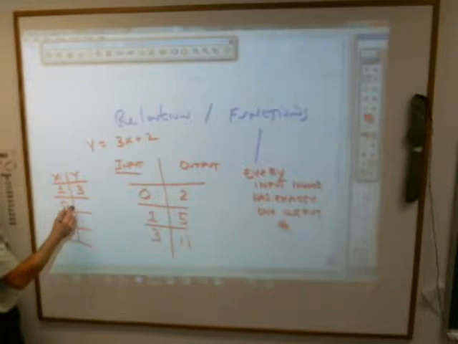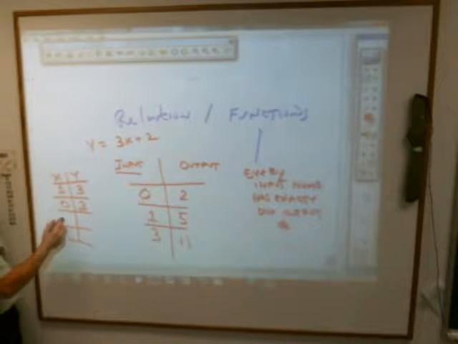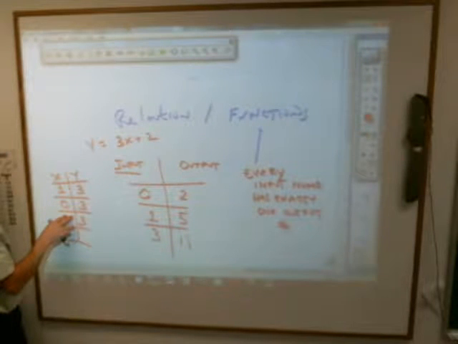In other words, if this is 0 and this is 3, that is fine. Or I could have 5 and this is 3. That can happen, but it can't be the other way around.